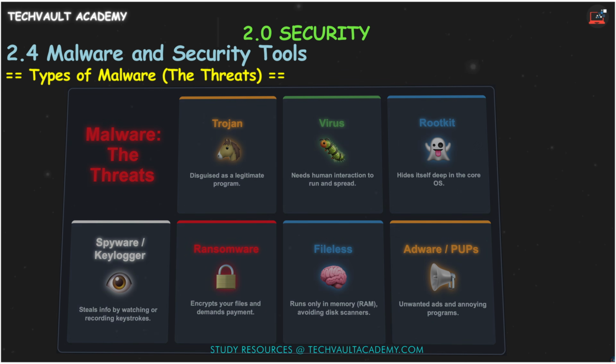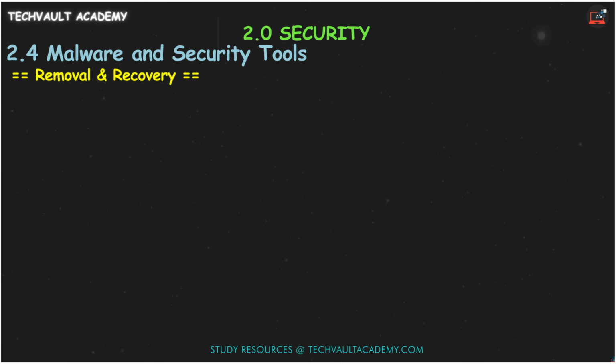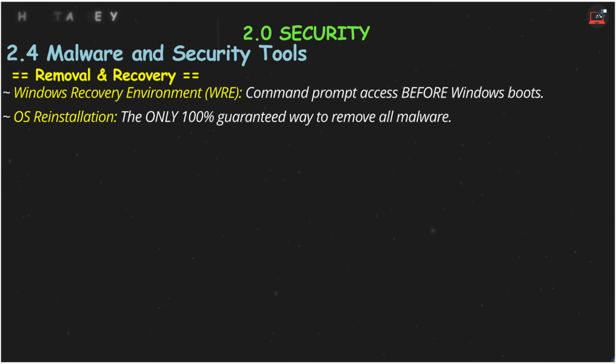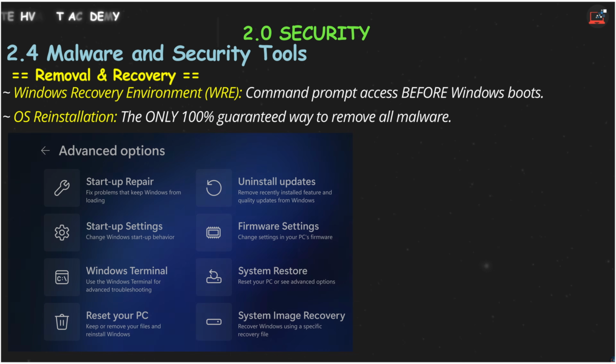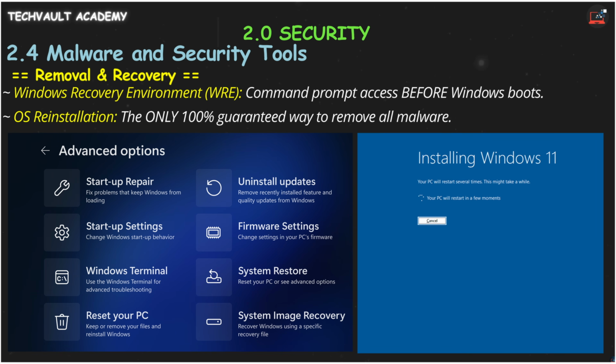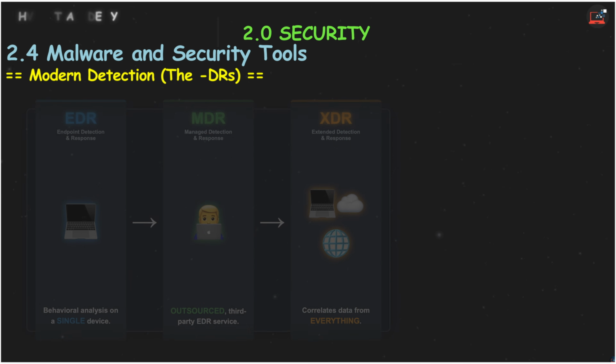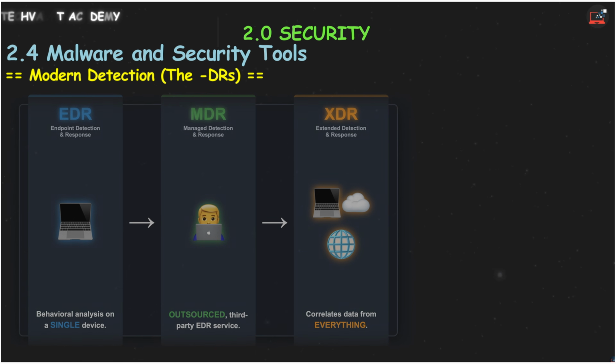So, how do we fight back? First, our tools and methods. If your OS is corrupted, you'll need the Windows Recovery Environment, which lets you access a command prompt before Windows loads to troubleshoot and repair the system. But the only way to be 100% sure malware is gone is a full OS reinstallation, ideally from a known good image. For detection, we have modern systems that go beyond simple signatures.